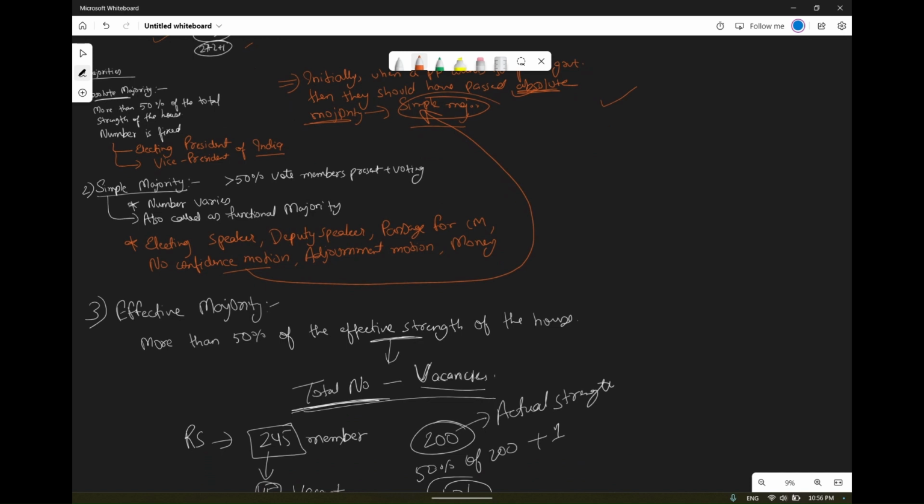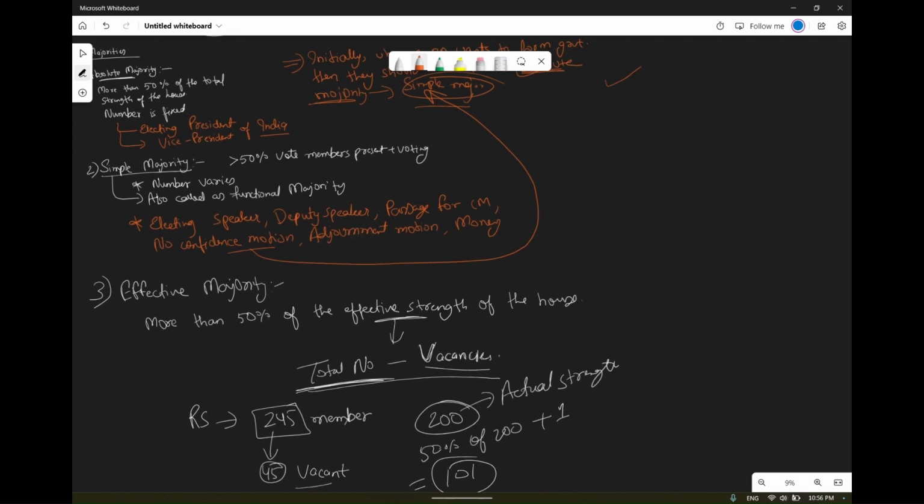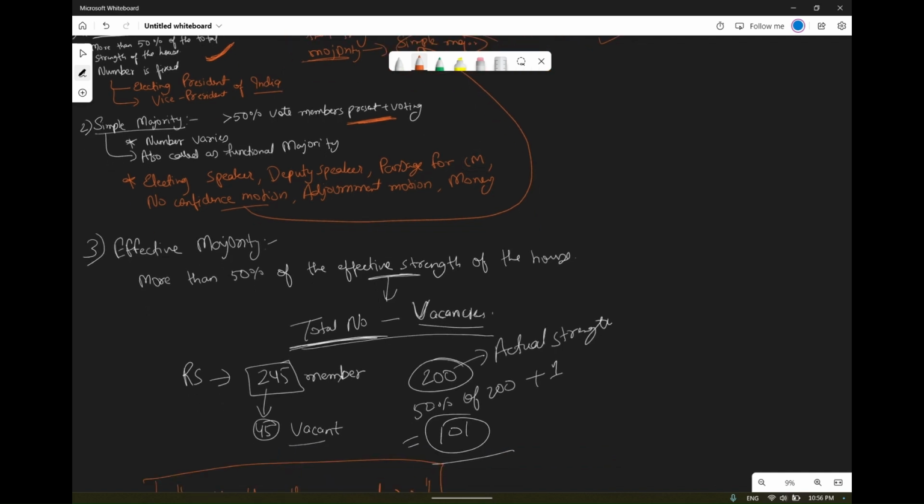The procedure for the election of the president and vice president we will discuss in a separate lesson; there is a complete separate session for this. Now simple majority: 50% of the vote is required, but only of the people who are present and voting, whereas absolute majority was for the total strength of the house. Present plus voting, and this number varies. It is used for the speaker, deputy speaker, confidence motion, no confidence motion, adjournment motion, and also for the money bill.